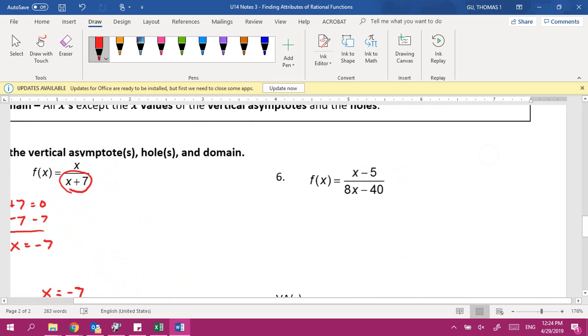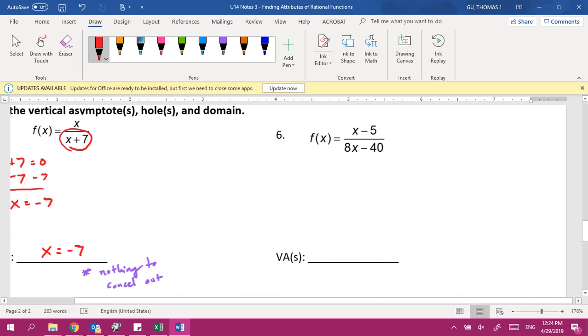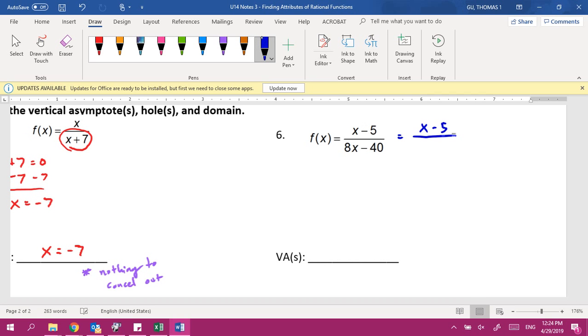Let's go to number 6 then. Is number 6 completely factored out? No, why not? Greatest common factor is 8, right. And what would be left? That's correct. Now what can I do with this? Right, we can cancel them out. That's going to be a hole. When I cancel this out, notice the only thing that's going to be left is 1 over 8. So once I've canceled it out, it's just a straight line. F of x equals 1 over 8 is a horizontal line through 1 over 8.